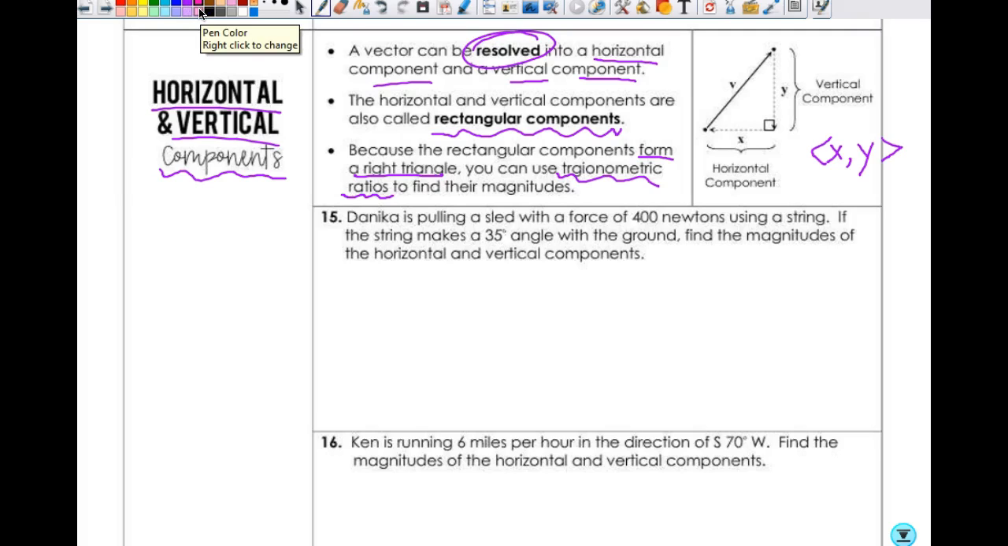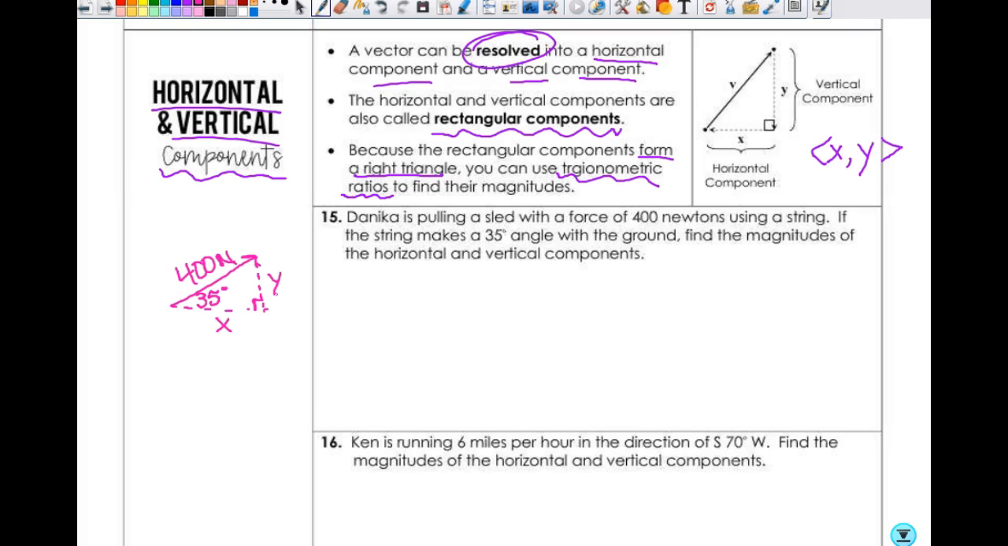It says Danica is pulling a sled with a force of 400 newtons using a string. If the string makes a 35-degree angle with the ground, okay, so here's my ground. Here's the string making a 35-degree angle, right? And it has a force of 400 newtons. It says find the magnitude of the horizontal and vertical components. Well, there's your right triangle. This is your horizontal. This is your vertical. Flashback to right triangle trig and geometry, and bam, there you go. That's how you work this.